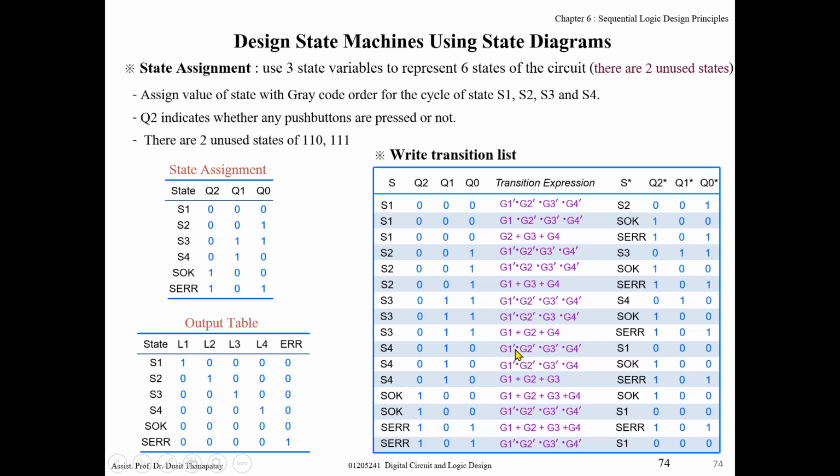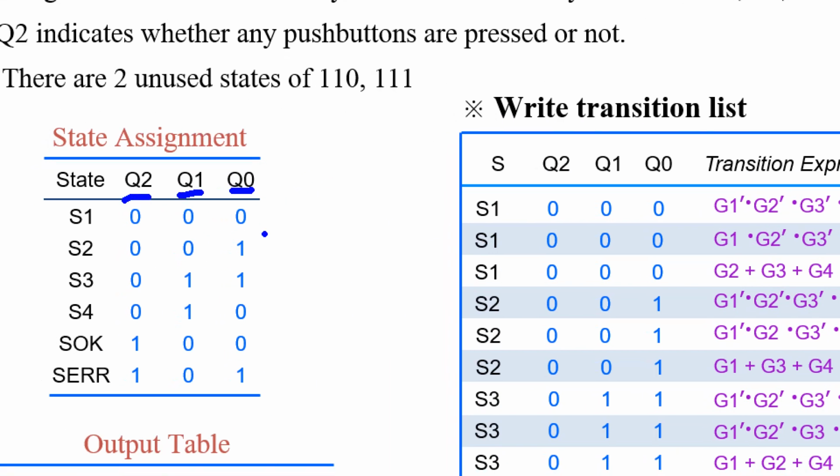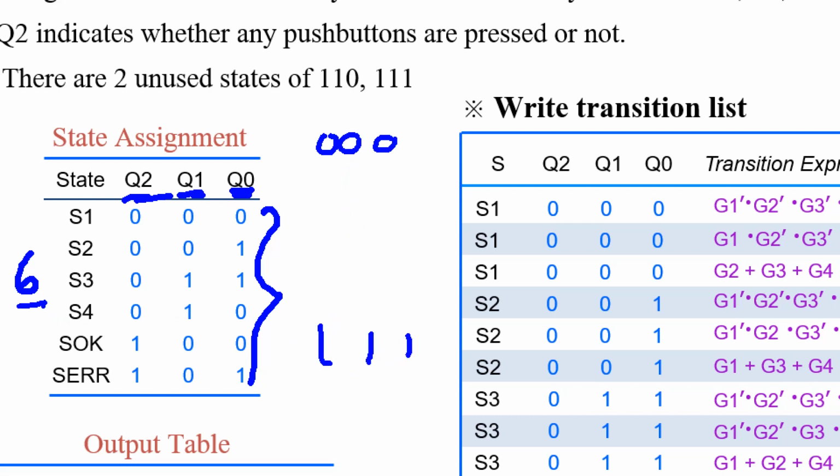Something that you should know about this example: you use 3 bits to represent the 6 states, S1 to SER. But 3 bits can represent 8 different binary codes, 000 to 111. You use only 6, so there are 2 unused states. The unused states are 110 and 111, right?